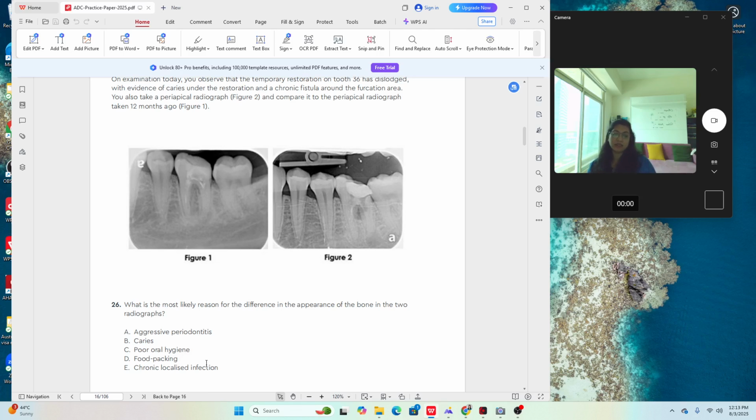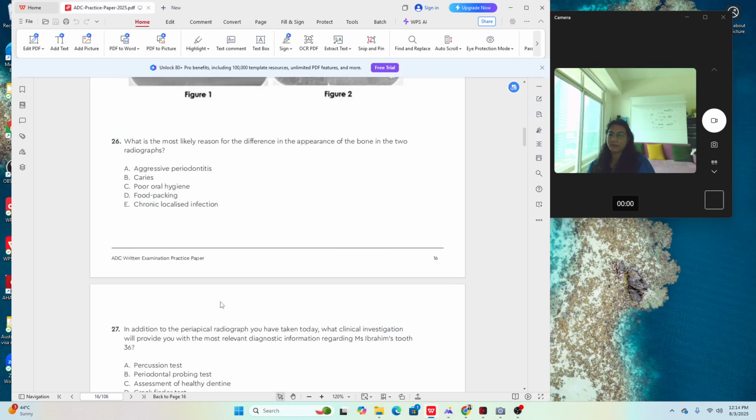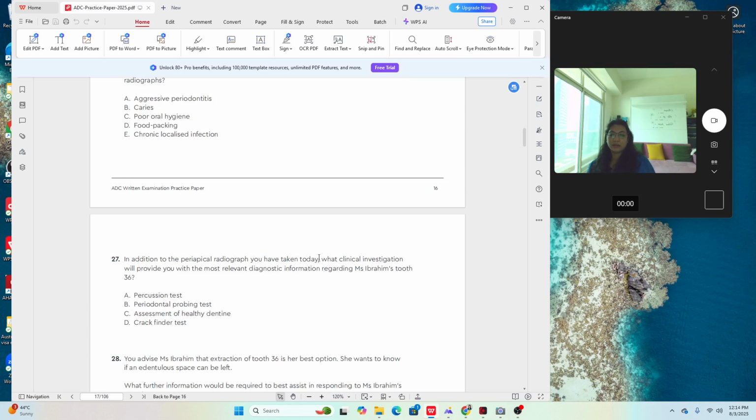Food packing can be an option, but that is not mentioned here. Chronic localized infection. Now, food packing can be the cause of creating an infection in the long term, but not all food impacted sites will result in bone loss. So the actual terminology of the bone appearance here is a chronic localized infection. These options may look weird, but pretty much they have a single best answer here, and that is chronic localized infection.